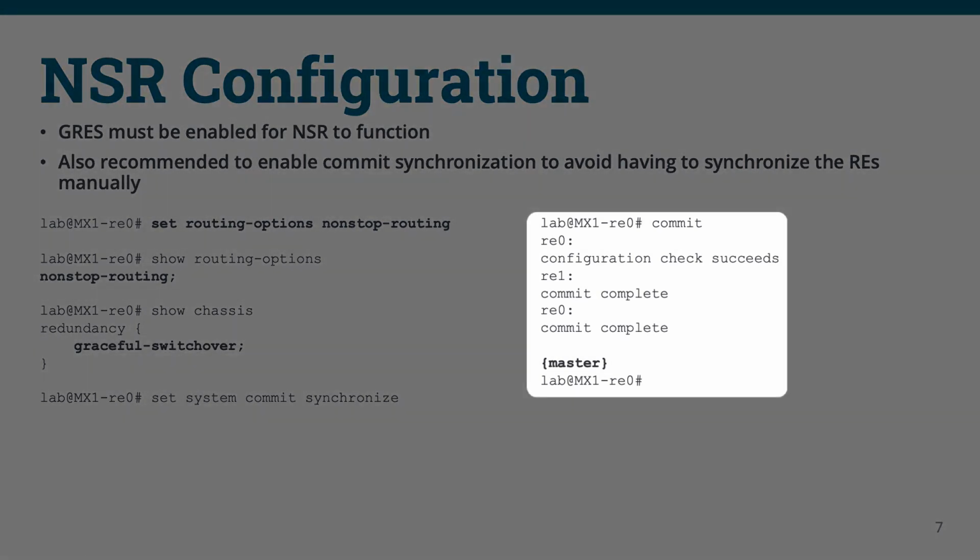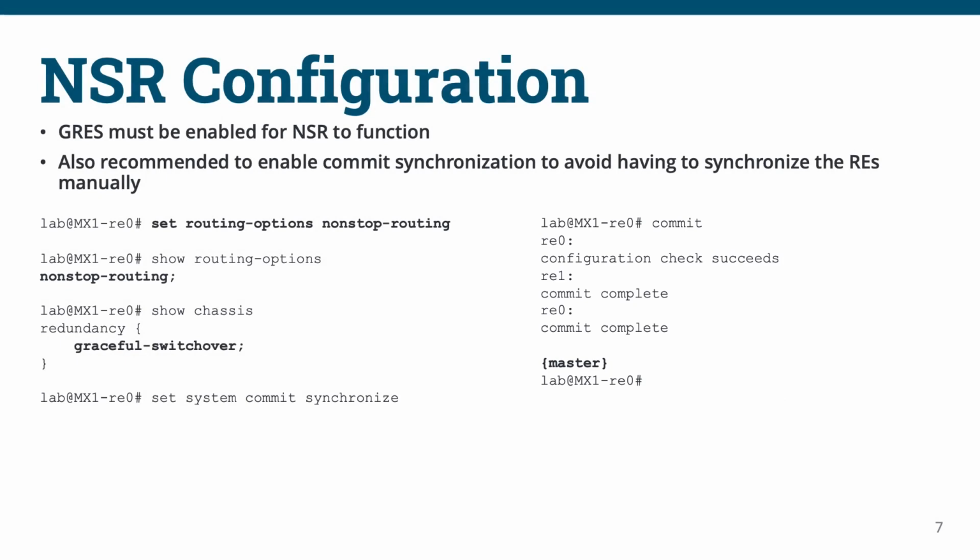As we see on the right, we have committed when we have the commit synchronize option also enabled, and we see the commit is automatically applied to both routing engines. Great. So we now have our kernel state information synchronized between routing engines, as well as Layer 3 control plane information. However, if we have any bridging or switching occurring on our device with Layer 2 protocols, like spanning tree running, those Layer 2 protocols will still need to restart and recalculate, potentially causing an outage for your bridged traffic. Let's see how we can help with that impact as well.